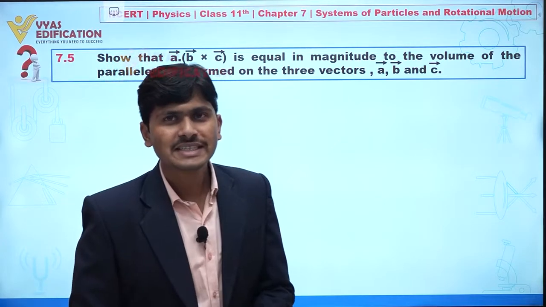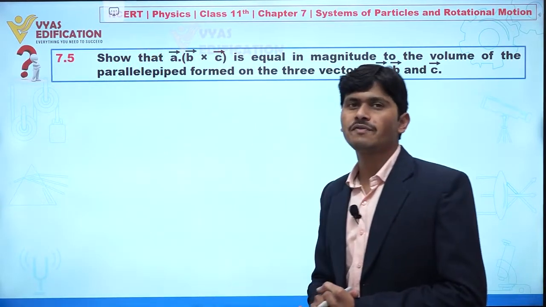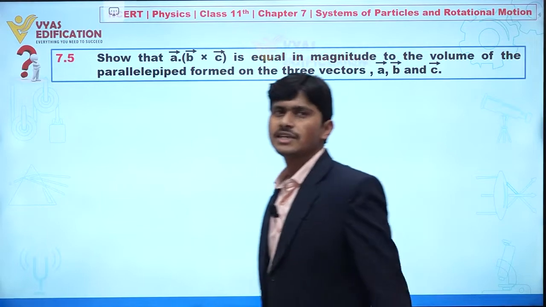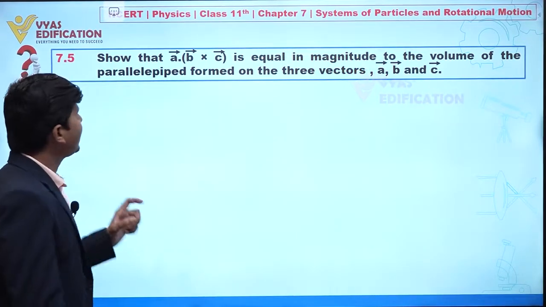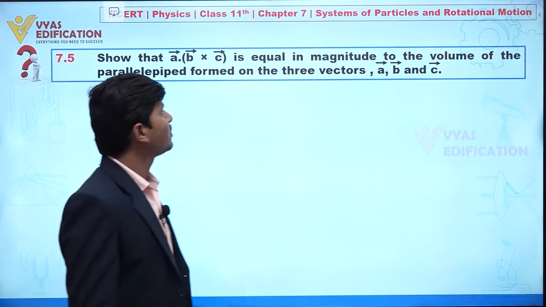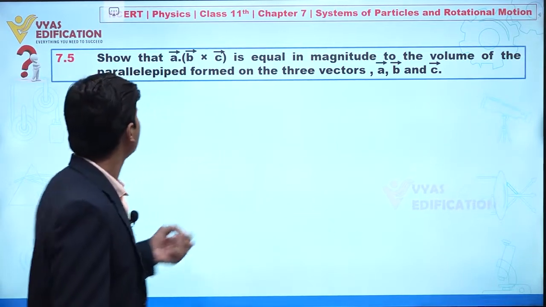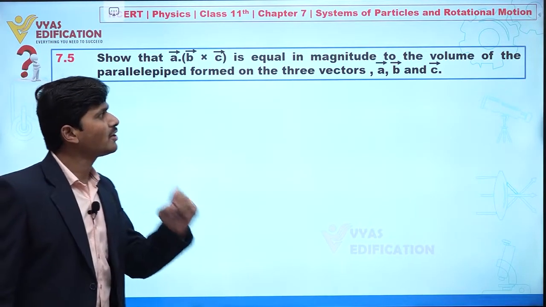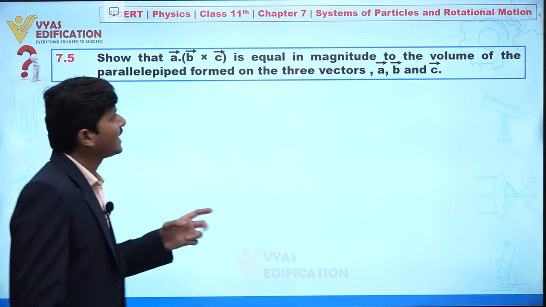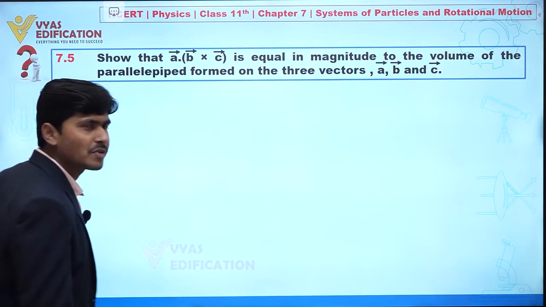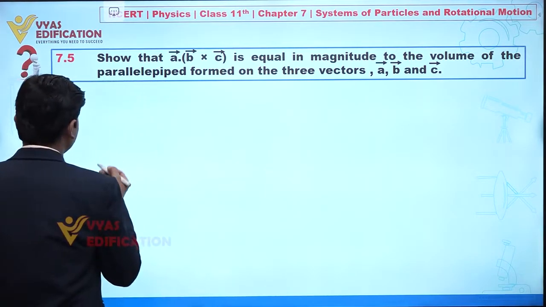Now we are going to discuss question number 7.5, and in this question it is given to you, show that A dot B cross C is equal in magnitude to the volume of the parallelepiped formed on the three vectors A vector, B vector and C vector. Clear? So now concentrate on the screen.